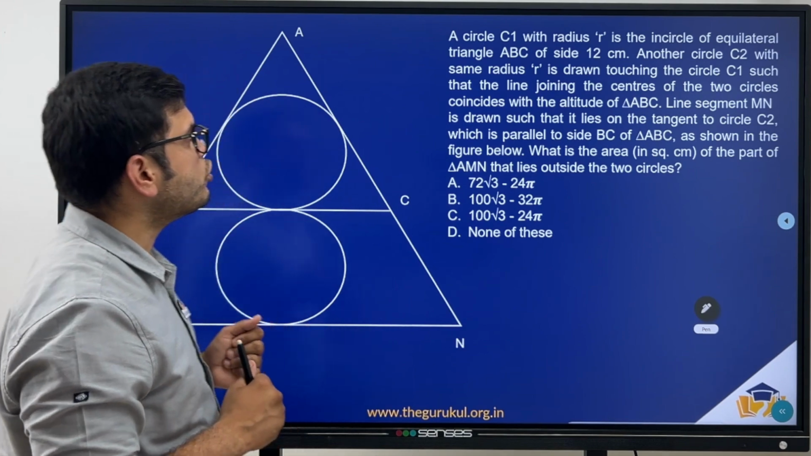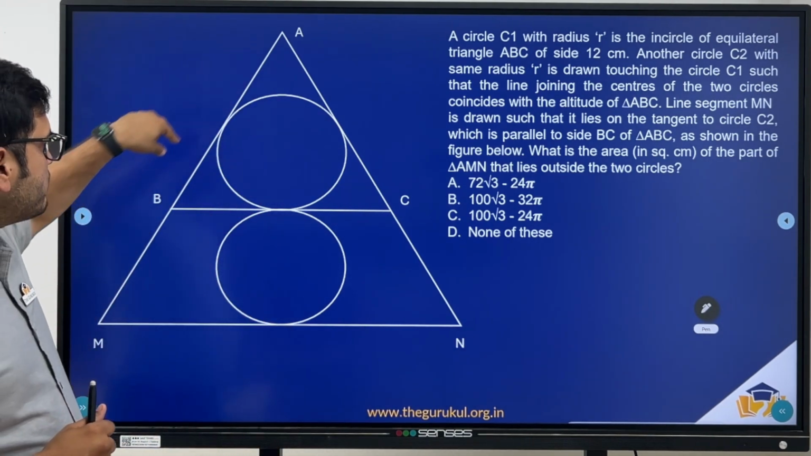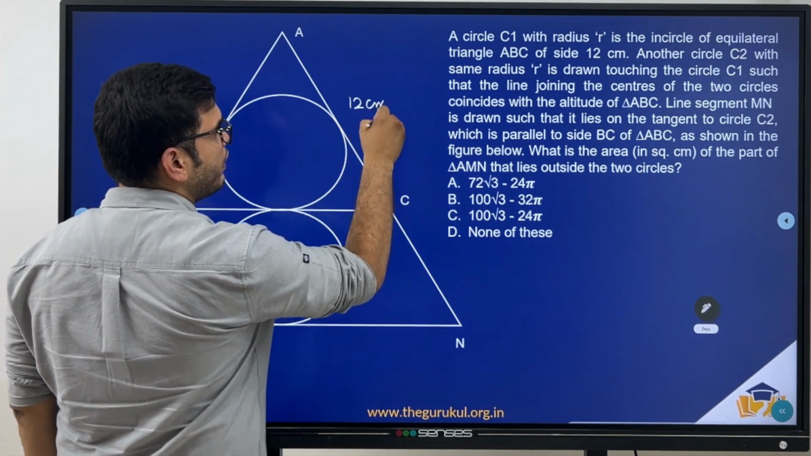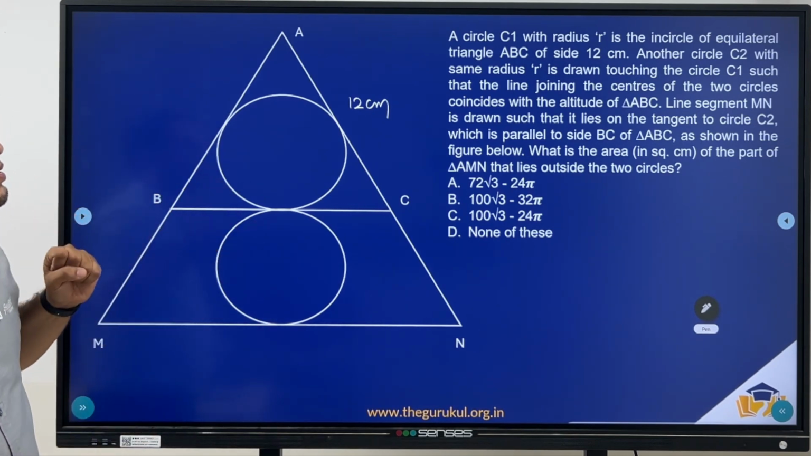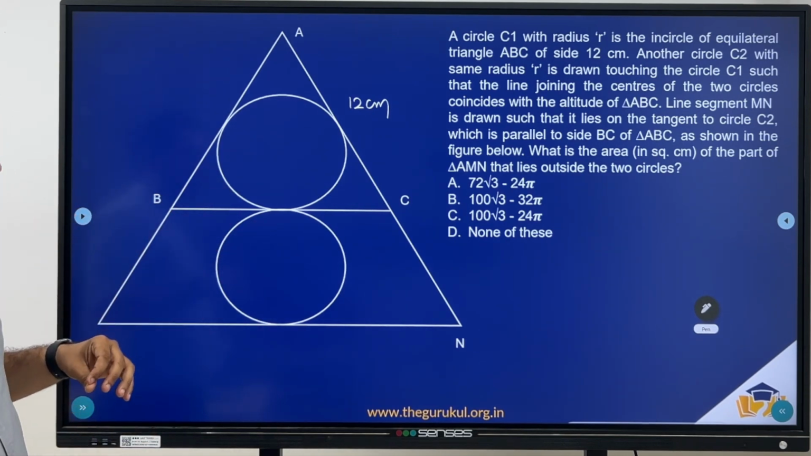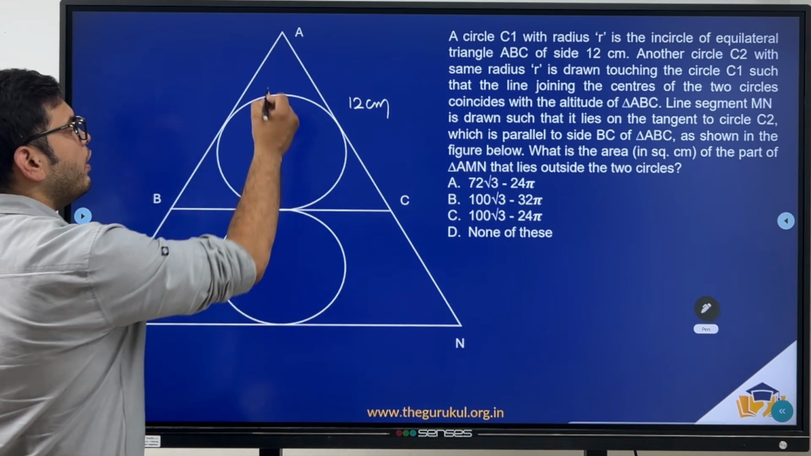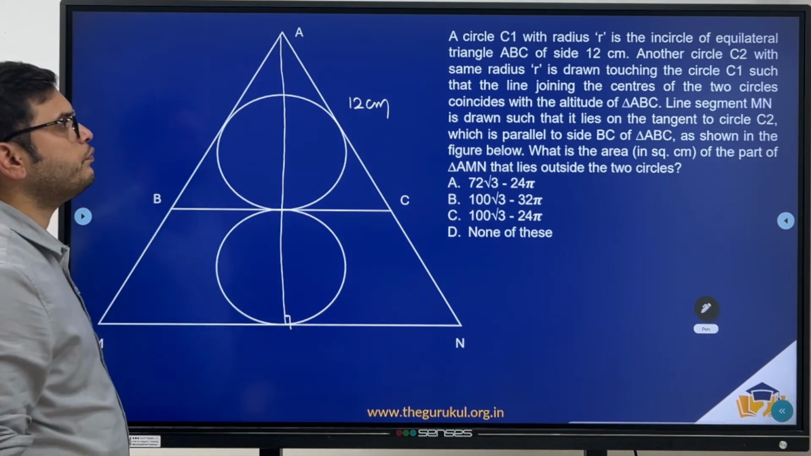Now coming to the second question. A circle C1 with radius R is the incircle of this equilateral triangle ABC of side 12 centimeters. Another circle C2 with the same radius R is drawn touching the circle C1 such that the line joining the centers of these two circles coincides with the altitude of ABC.